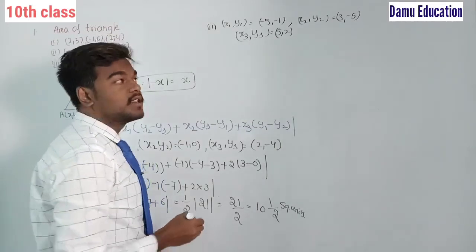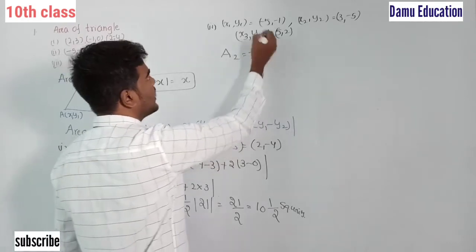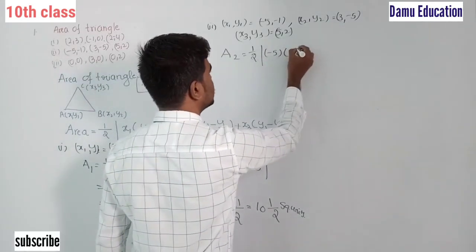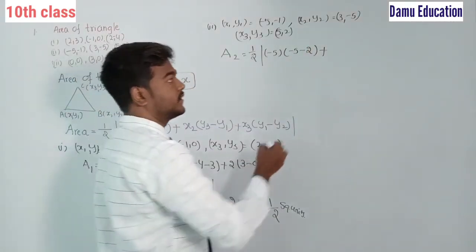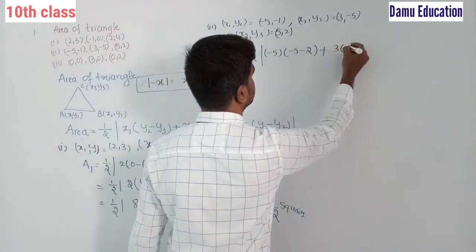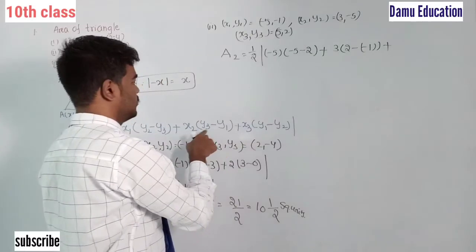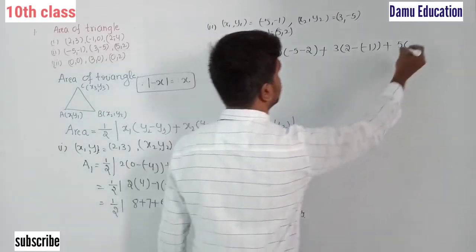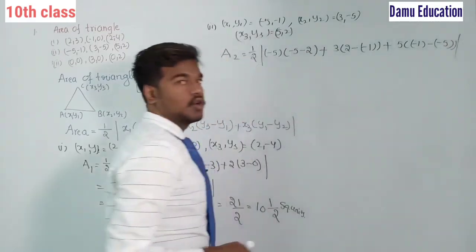So let's calculate the area for this. Let's take A2, that is 1 by 2 into modulus of x1, which is minus 5, into y2 minus y3. y2 is minus 5, y3 is 2, plus x2, which is 3, into y3 minus y1. y3 is 2, y1 is minus 1, plus x3, which is 5, into y1 minus y2. y1 is minus 1, minus y2 is minus of minus 5, modulus closed.